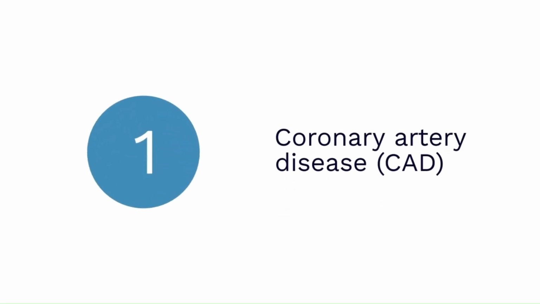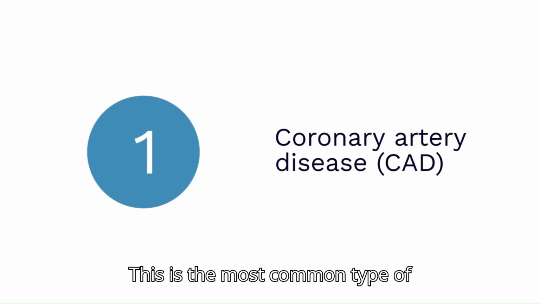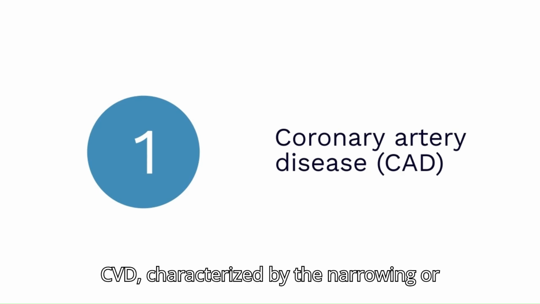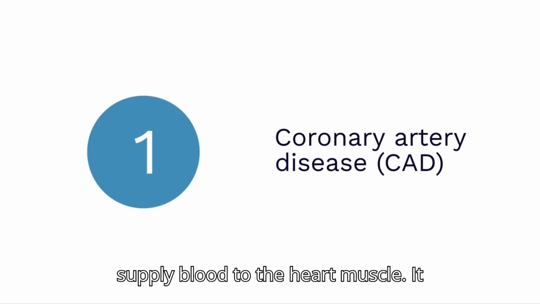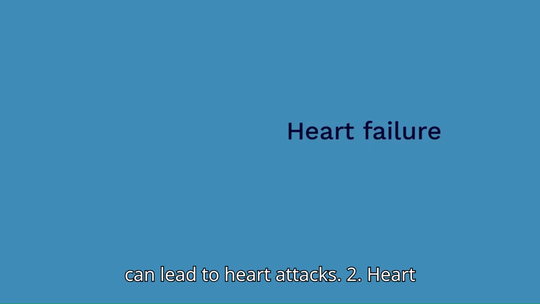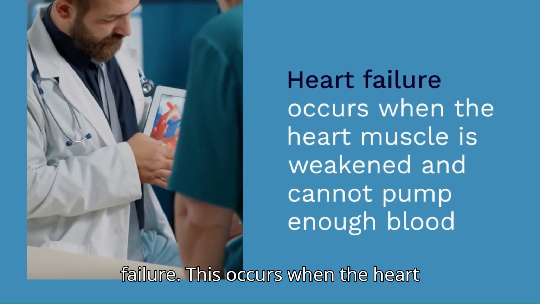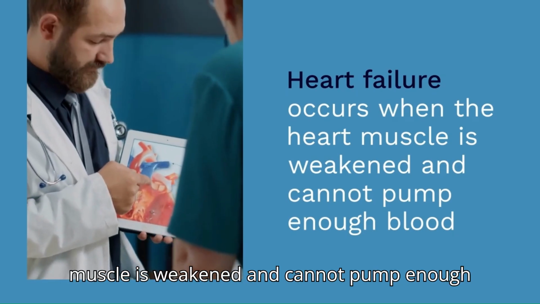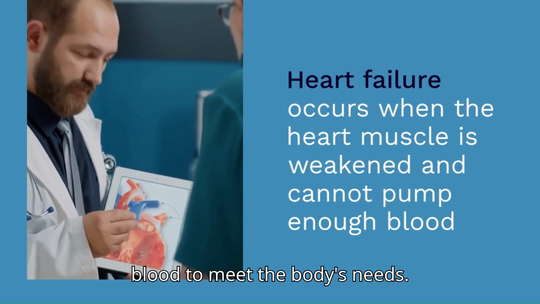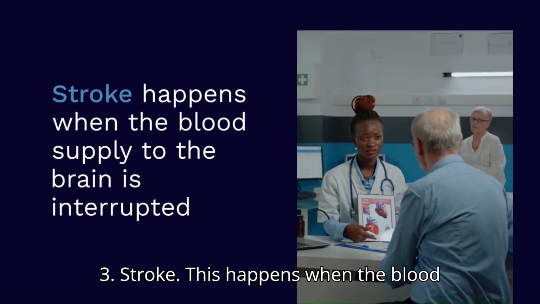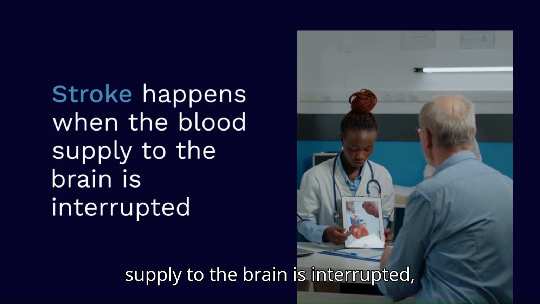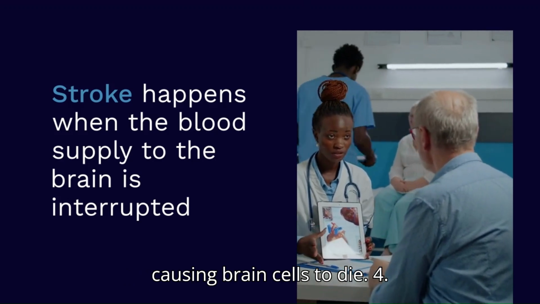Some of the major types include 1. Coronary artery disease, CAD. This is the most common type of CVD, characterized by the narrowing or blockage of the coronary arteries that supply blood to the heart muscle. It can lead to heart attacks. 2. Heart failure. This occurs when the heart muscle is weakened and cannot pump enough blood to meet the body's needs. 3. Stroke. This happens when the blood supply to the brain is interrupted, causing brain cells to die.